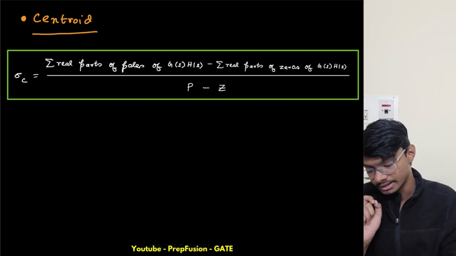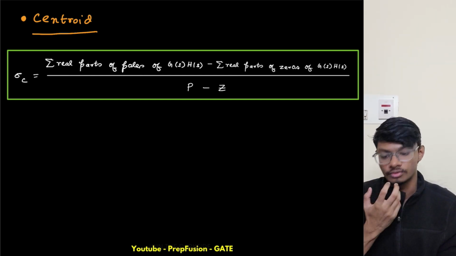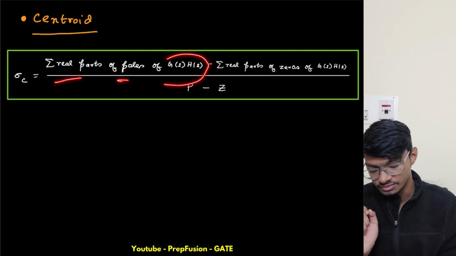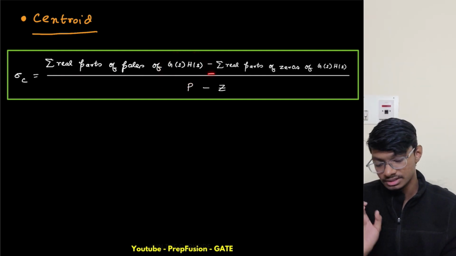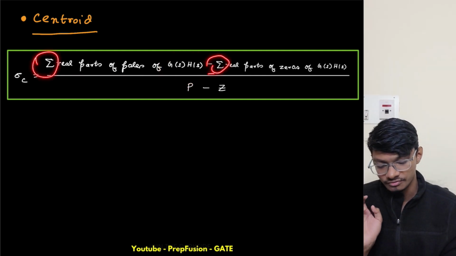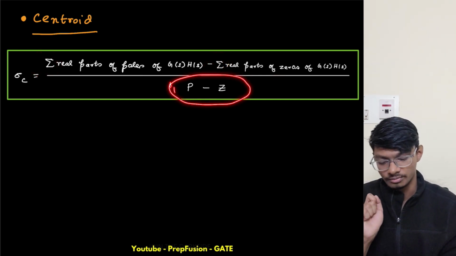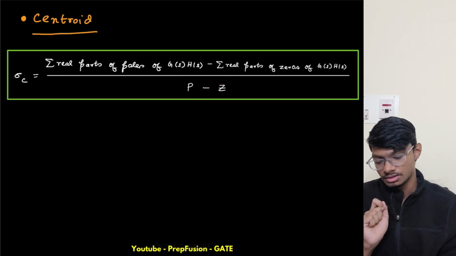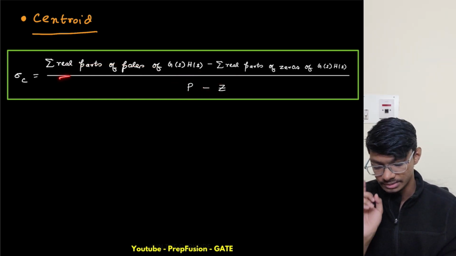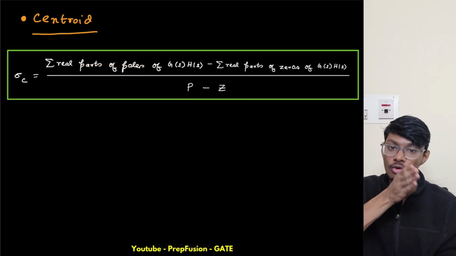So here, the formula for the centroid is the summation of the real parts of the poles of G(s), that is the OLTF, minus the summation of the real parts of the zeros of the OLTF, divided by P minus Z, so number of poles minus number of zeros. Okay, so how do we write it? Basically it is a summation of the real parts of the poles of G(s).